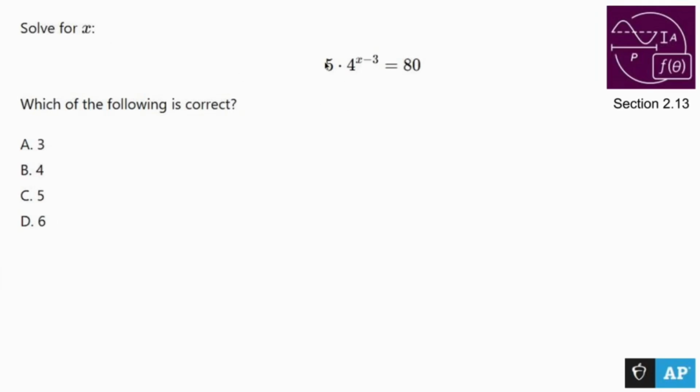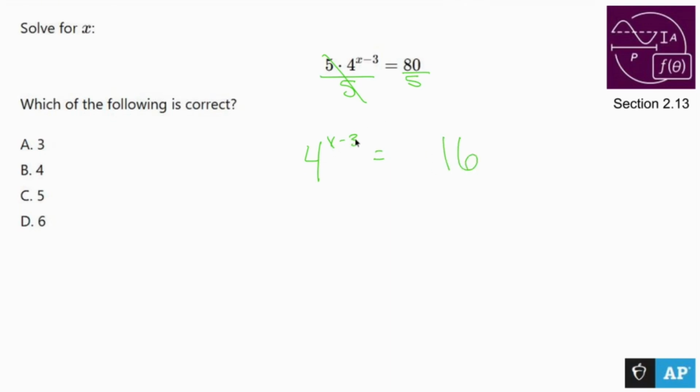Solve for x. 5 times 4 to the x minus 3 equals 80. All right, well, I got to get x all by itself. Let's first get rid of that 5 that's being multiplied to everything by dividing it from both sides. So now we have 4 to the x minus 3 equals 80 divided by 5, which is 16.